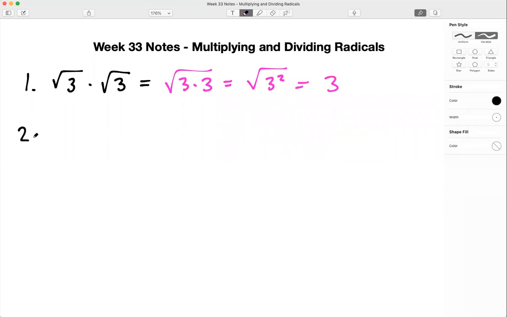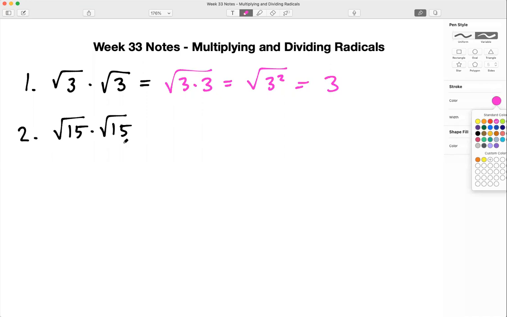Number 2, square root of 15 times the square root of 15. How about you give this one a try? Same thing. Square root of 15 squared is just simply 15. The square root and the squared cancel each other out.